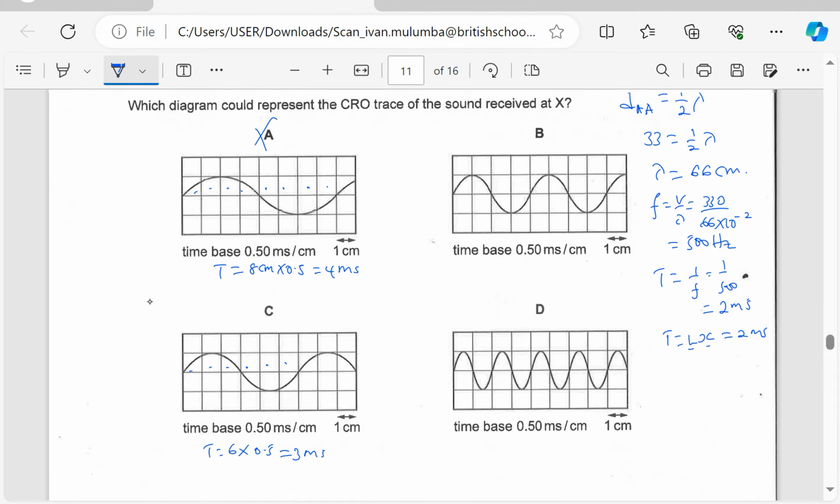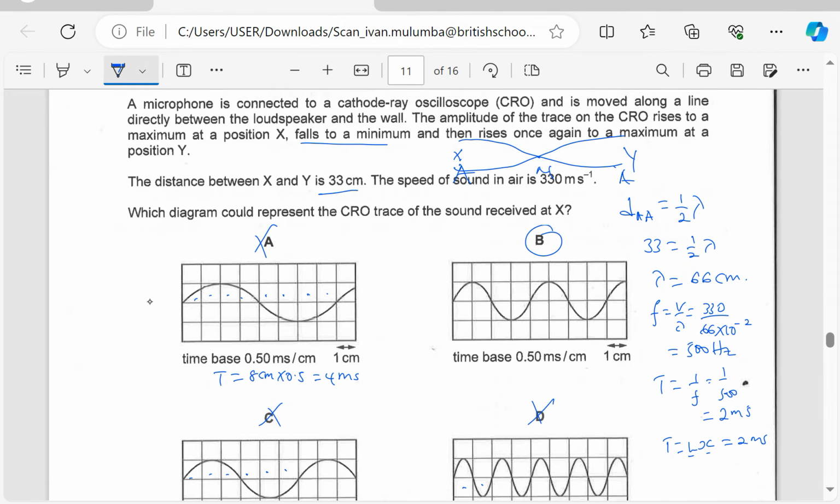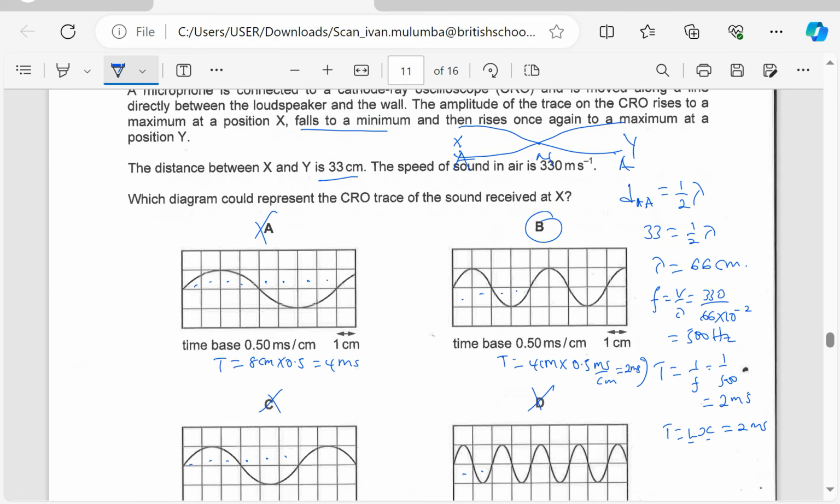We can check D because I know D should also be wrong. 1, 2. So the period is going to be 2 boxes times 0.5, which is 1 millisecond. So D is wrong. So the answer is going to be B. Let's check B. The length representing one cycle is 1, 2, 3, 4, that is 4 centimeters, times the time-base setting, which is 0.5 milliseconds per centimeter, which gives us 2 milliseconds. So the answer is going to be B.